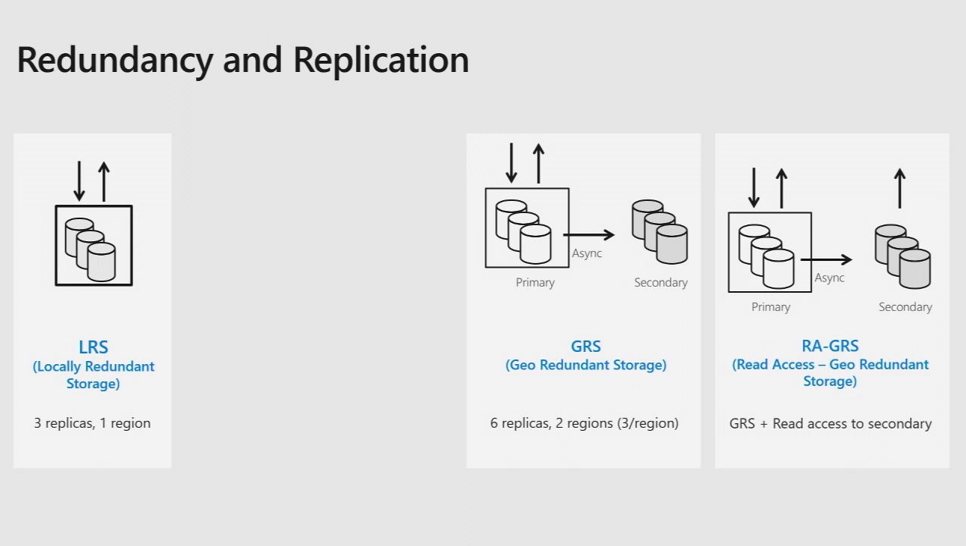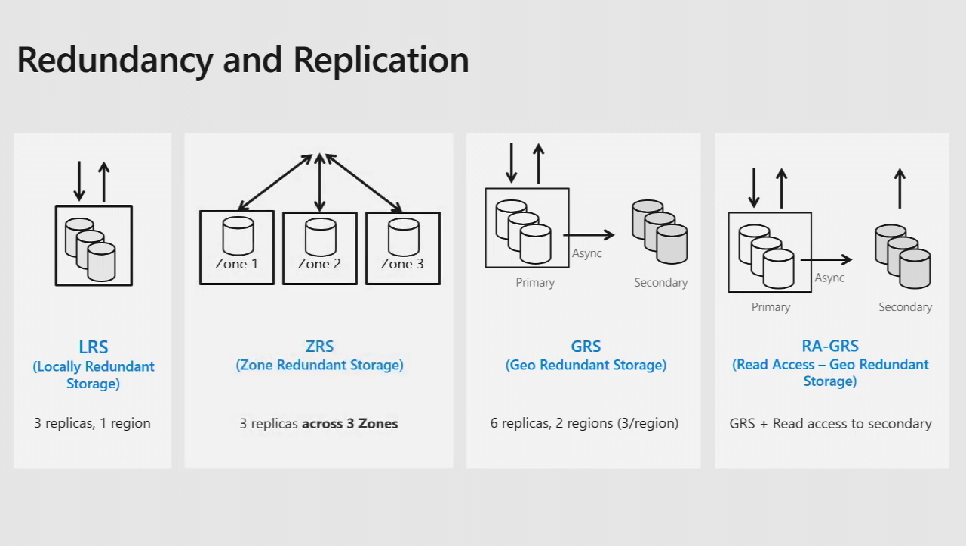Good. Now, in certain regions, we also support something called zone redundant storage. Now, this one is quite popular. It is being rolled out as we speak, so you're going to see it appear more and more in different regions. And this one says that you're going to have your 3 replicas, but they are going to be in different zones.